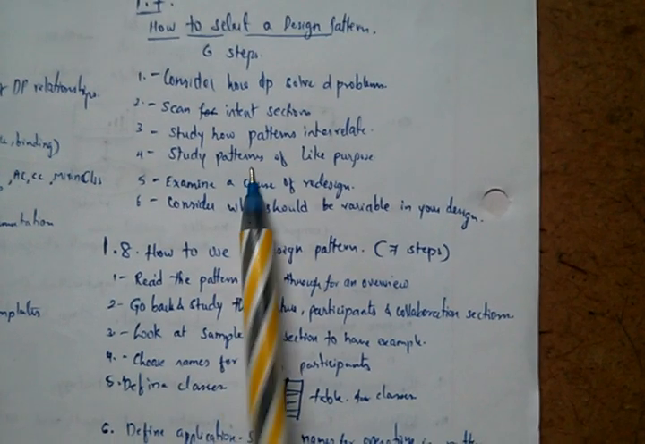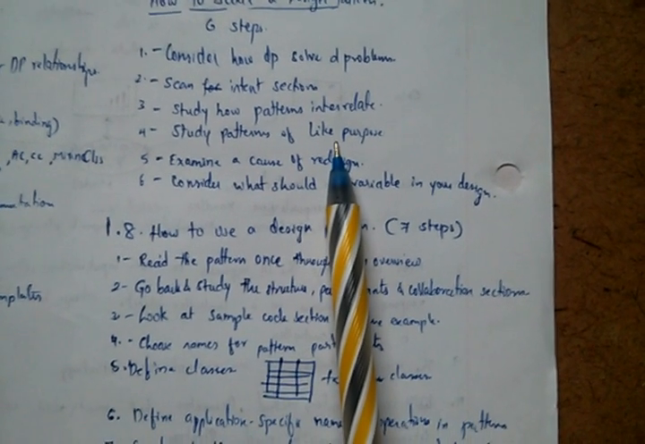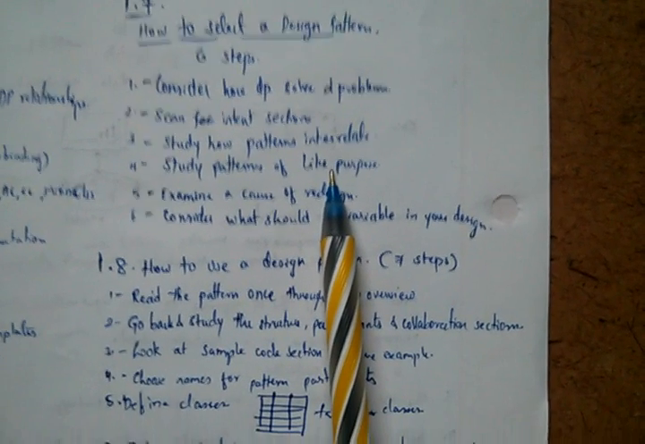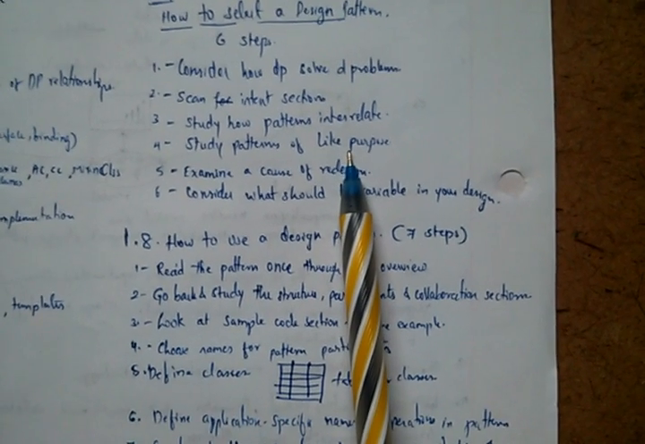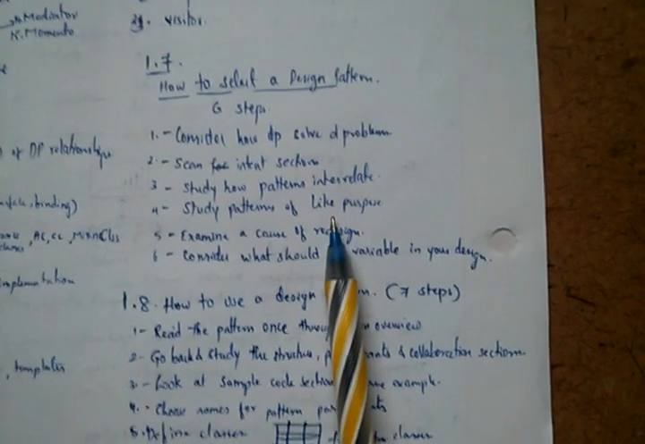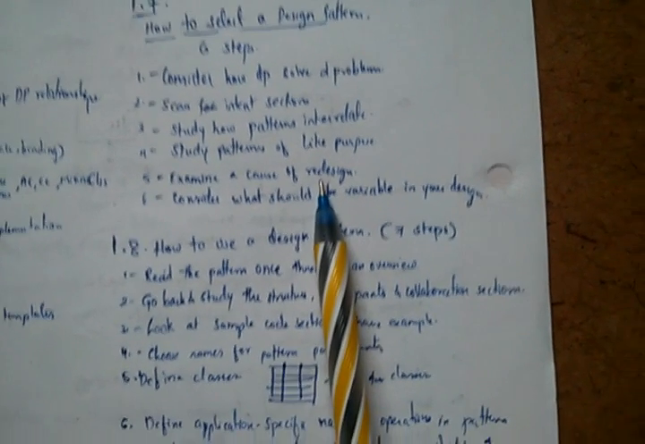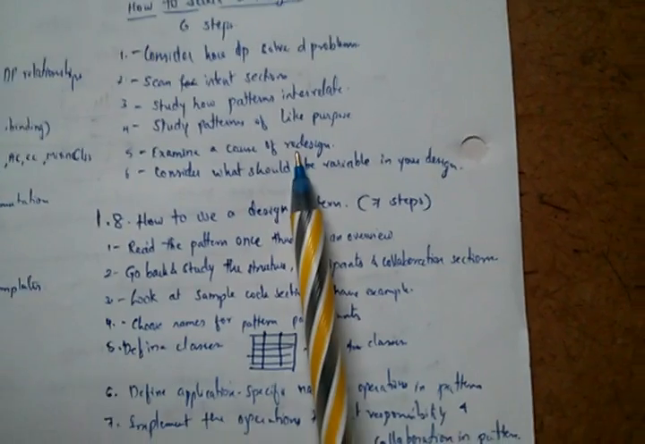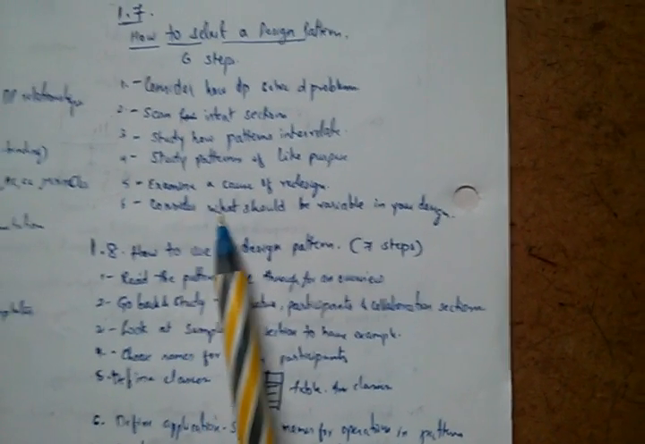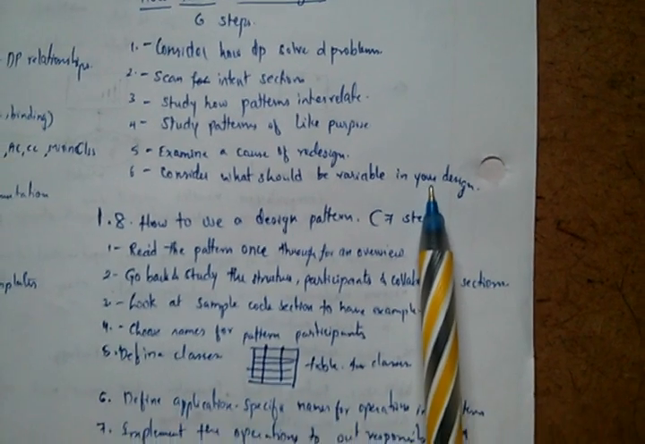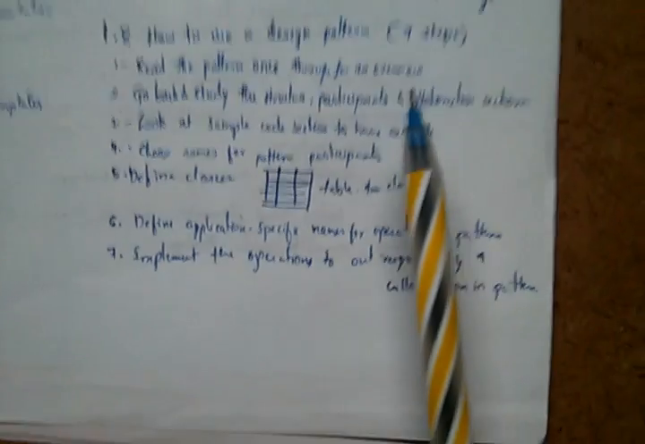Then study patterns of like purpose, like if abstract factory is there, and the builder method, builder also performs the same operations, but we have to study the purposes for which we have to select that pattern. Then examine the cause of redesign, why we have to redesign, that has to be examined. Then consider what should be variable in our design. Like in design, after selecting a design, our variable should be selected.